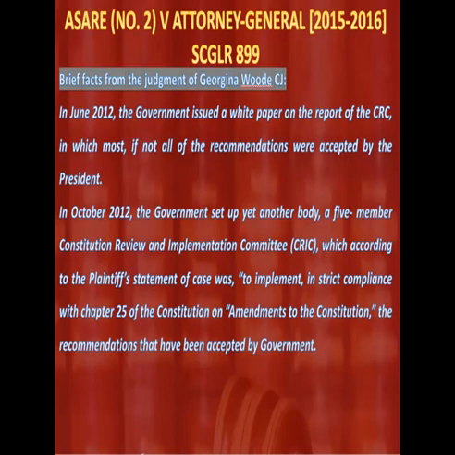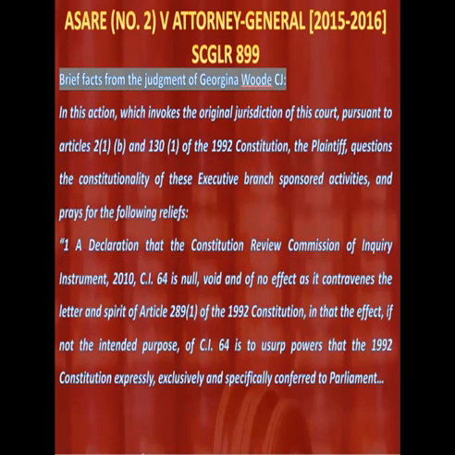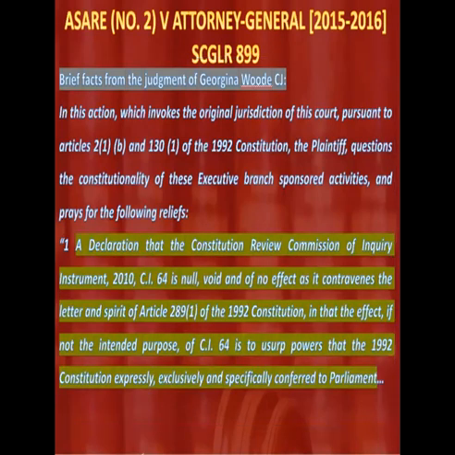So, in the case of Asare (No. 2) versus the Attorney General (No. 2), reported in [2015-2016] 2 Supreme Court of Ghana Law Report at page 899, Asare brought an action to the Supreme Court, invoking the exclusive original jurisdiction of the Supreme Court under Article 2 and Article 130. The essence of his suit was that he was challenging the constitutionality of the government-sponsored amendments, as far as the steps taken by the government for the amendment of the Constitution are concerned.